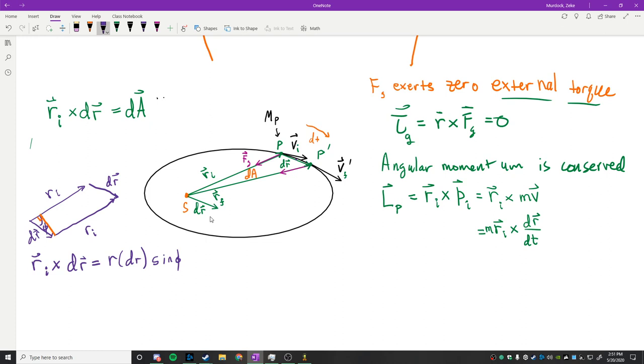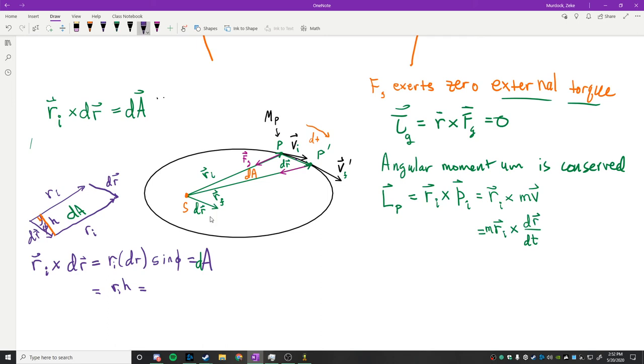Then I would argue that dr sine phi is basically equal to the height. It's r sub I, right? And if it's equal to the height, then this quantity is basically equal to the area of this entire thing. So if I do r sub I cross dr, it's basically area, but in this case, I'm calling that area dA. It's the area of this little thing right here.